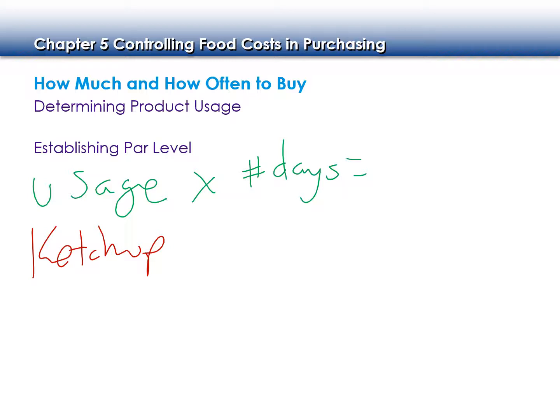So our usage is 20 bottles. Let's say we get our orders on Mondays and Fridays. So Mondays and Fridays, we have two different pars. We have a weekday par, we have a weekend par. So let's calculate our weekday par.